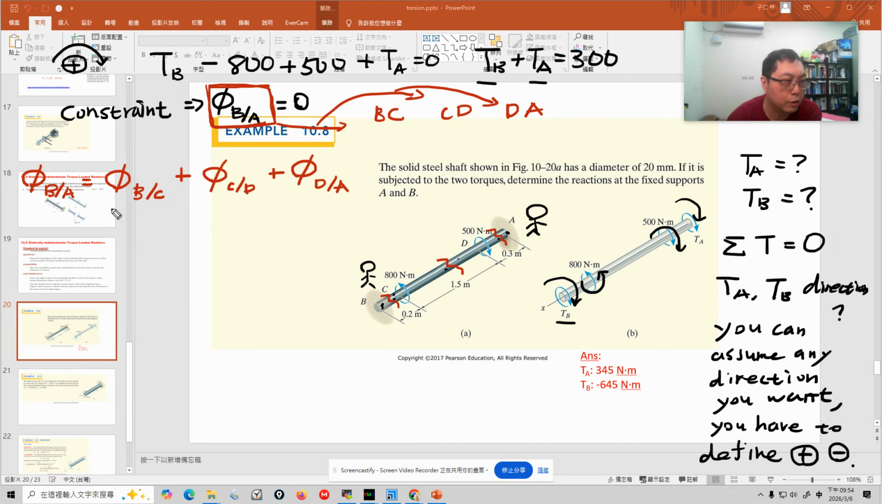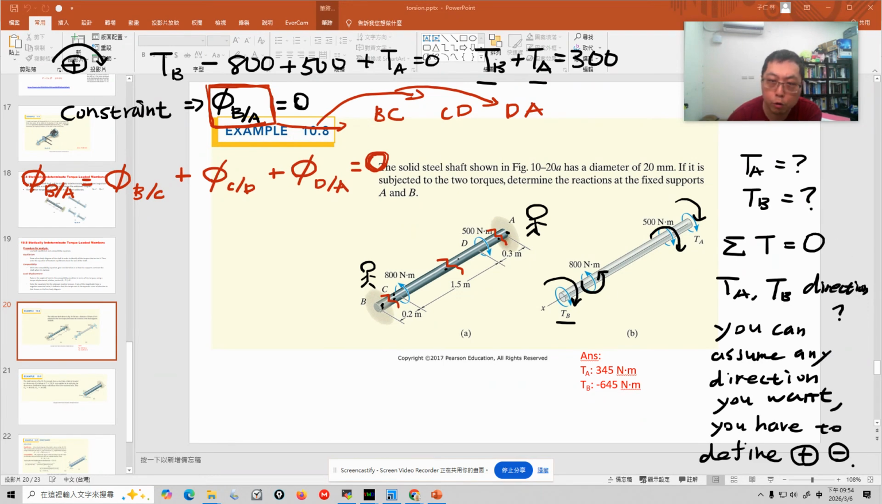So this added together must be zero. Okay, so this is our constraint. Our constraint is here. With this equation and TB plus TA is equal to 300, we can solve the problem. So how to calculate the angle of twist in the BC section.